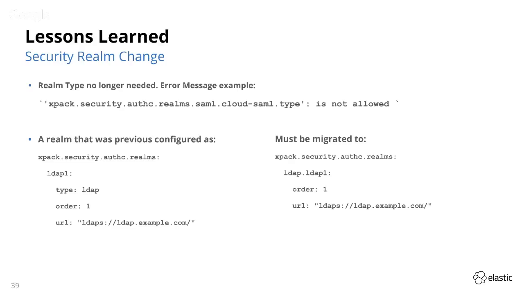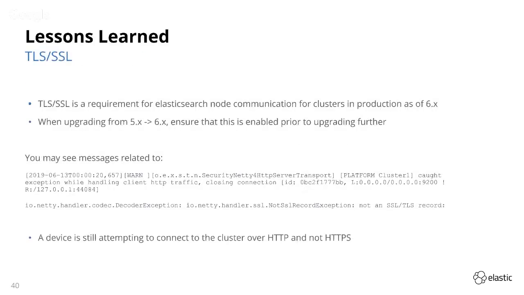So now it's just ldap.ldap1 and the order. If you're having issues with not being able to log in or not using Active Directory, this is more likely the cause. So definitely make sure you remove the type in your X-Pack security side, or your realms within your elasticsearch.yml file.